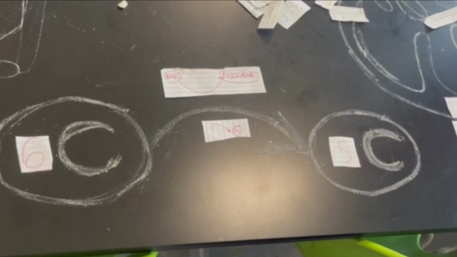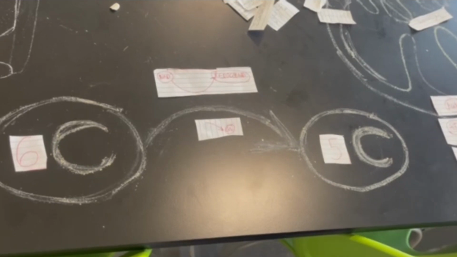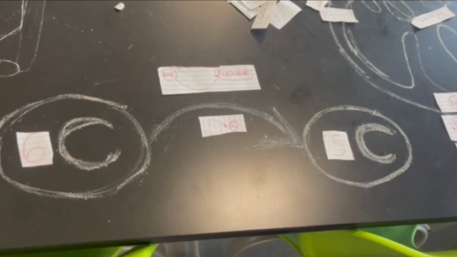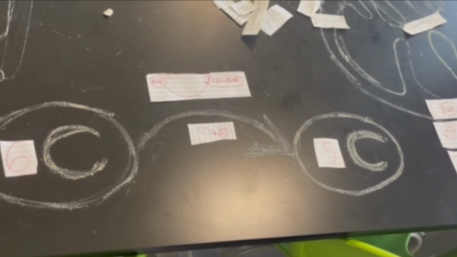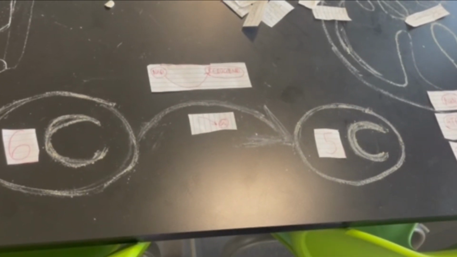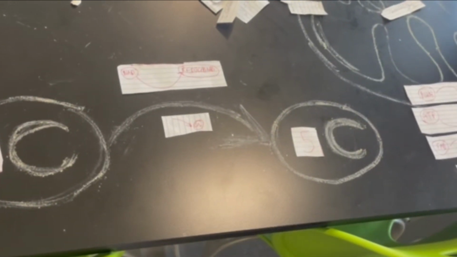Here we see the Krebs cycle. The Krebs cycle is what is used by the cell to allow the cell to have energy. Not produce energy, because energy is neither produced nor destroyed.